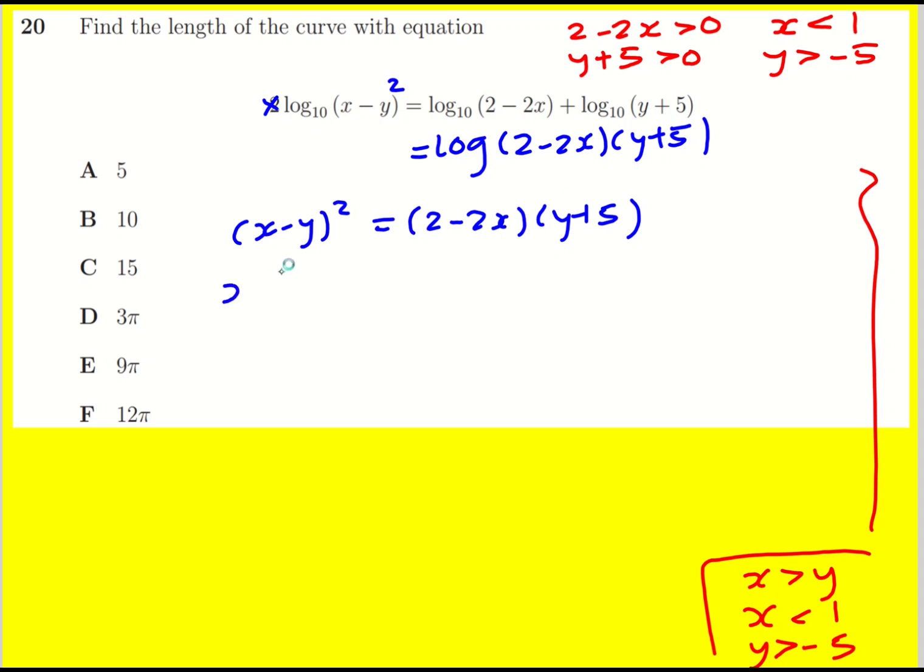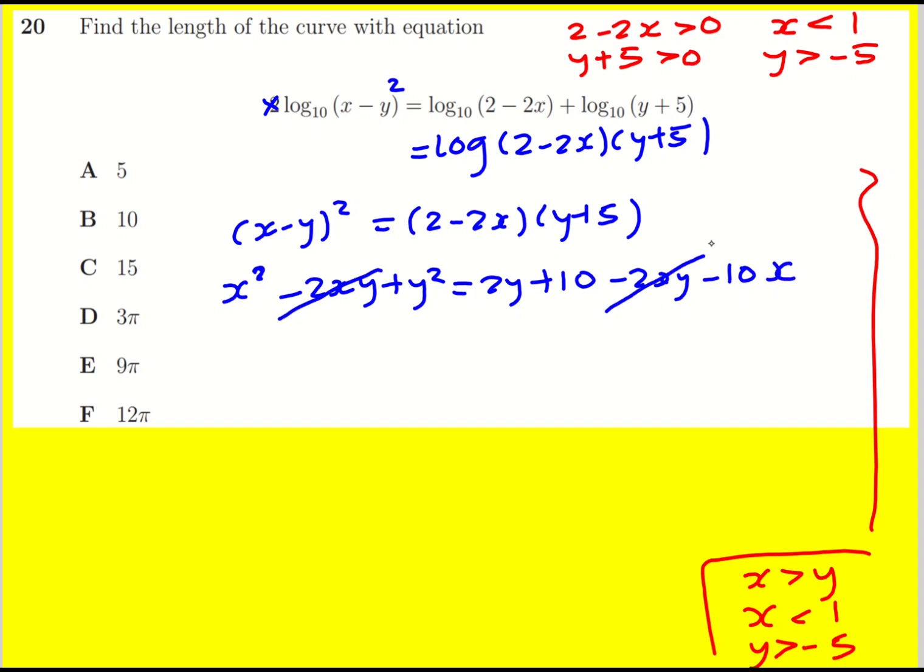I'm going to do that by expanding it out. So x squared, then minus 2xy plus y squared is equal to 2y plus 10 minus 2xy minus 10x. Those xy's looked a bit worrying at first, but now they're gone, and this is looking a lot like a circle. So x squared plus 10x plus y squared minus 2y equals 10.